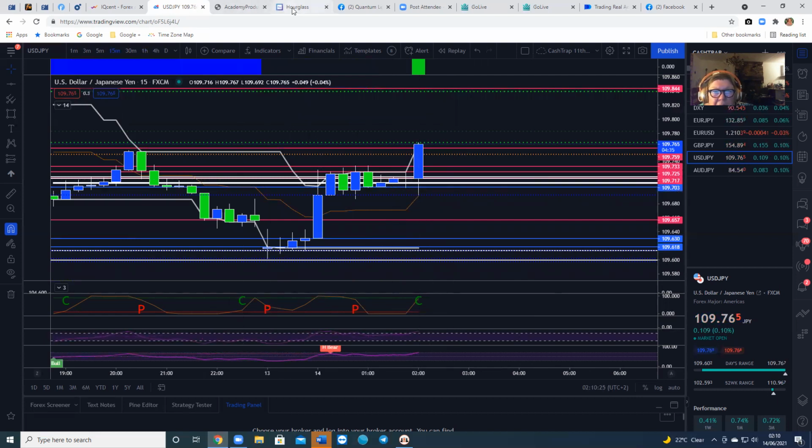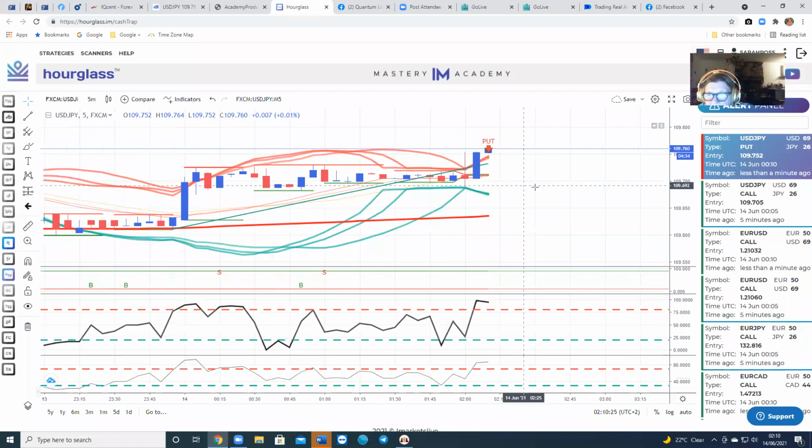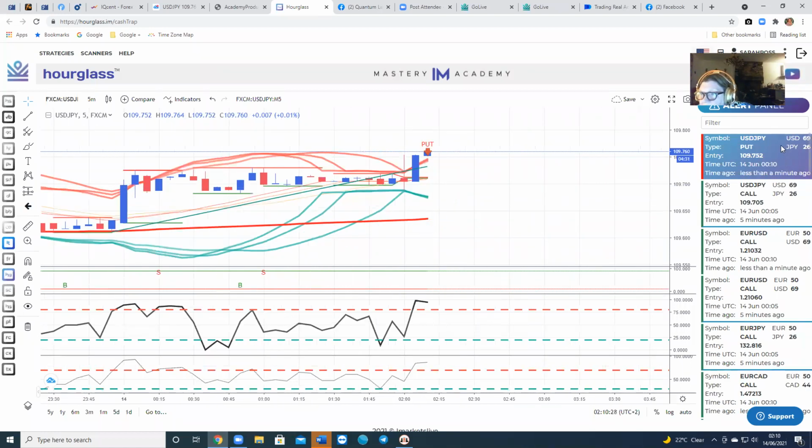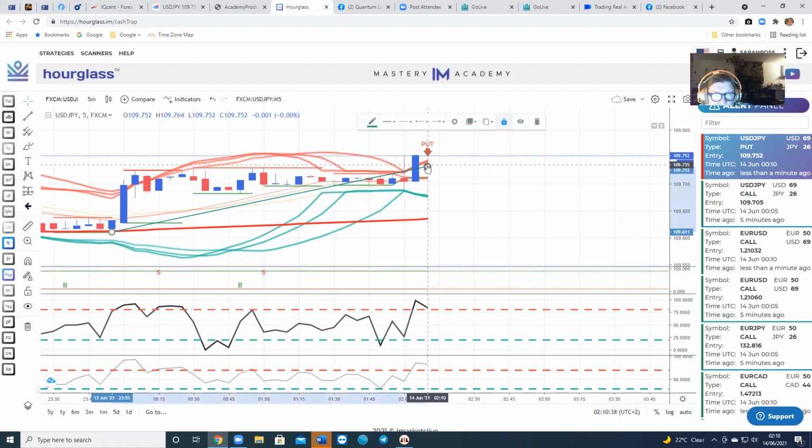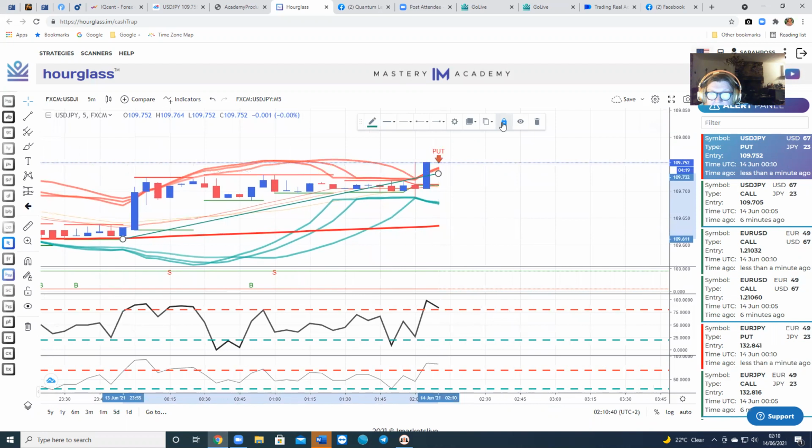So let's go back to HourGlass. That's given us a put. We've got US dollar stronger again, 69 to Japanese yen at 26. So it's come back the other side of our trend line. So that is now doing this.